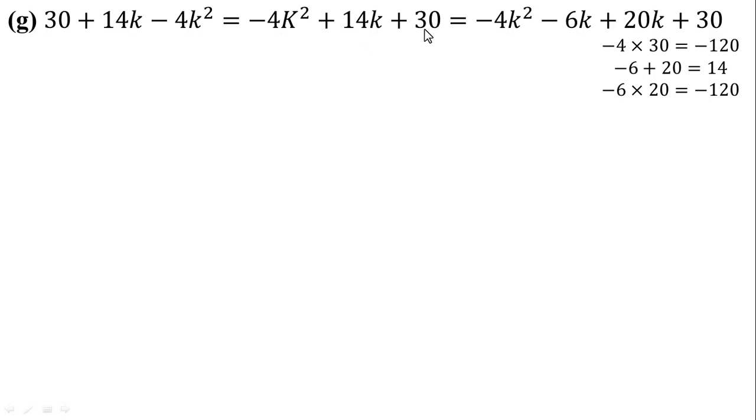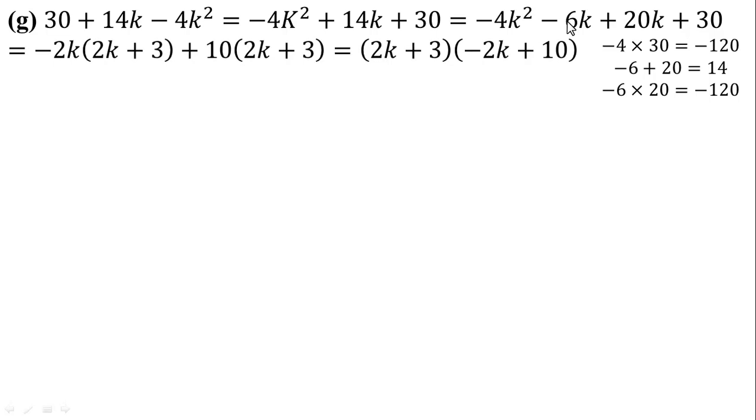Now mid-term breaking of 14 into two parts. Minus 4 multiplied by 30 is equal to minus 120. We can do mid-term breaking of 14 into 2 parts, minus 6 plus 20, answer is 14. And minus 6 multiplied by 20, answer is minus 120. So we can write that minus 4k² minus 6k plus 20k plus 30.